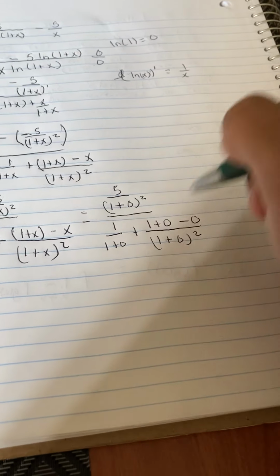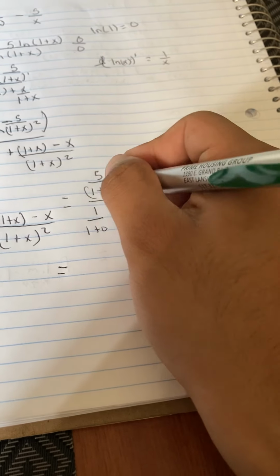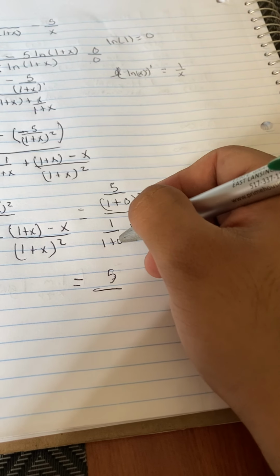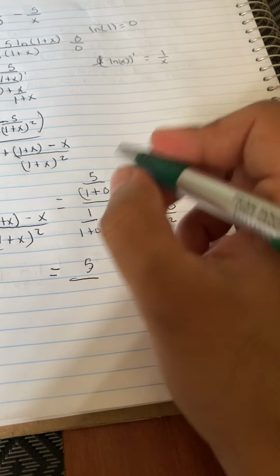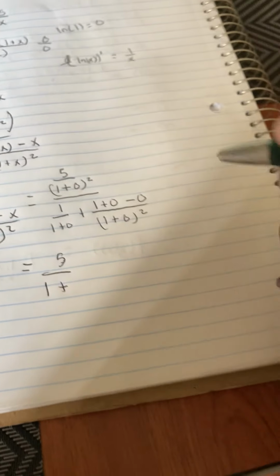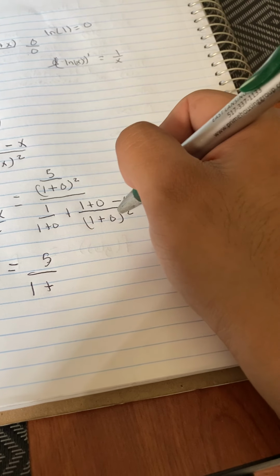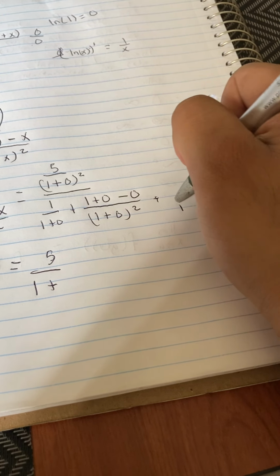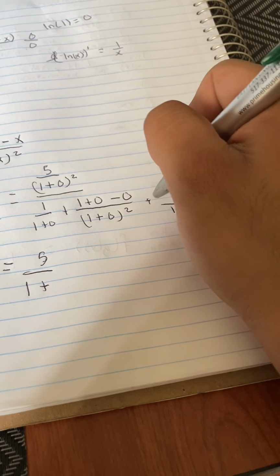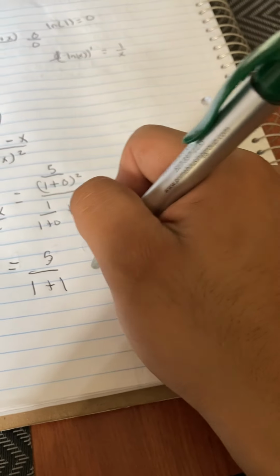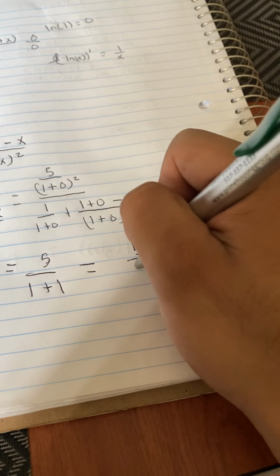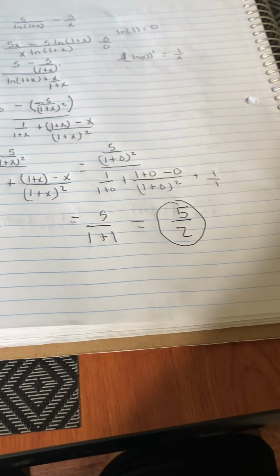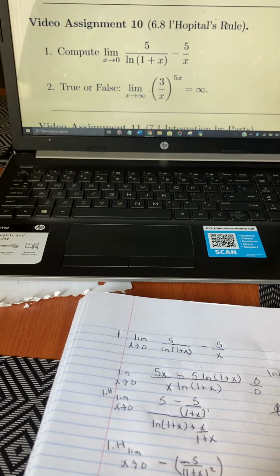And then when you simplify that down, it'd equal 5 over 1 plus 1 over 1, which is just 1, plus 1 squared, which is just 1, so that would be plus 1. So at the end, it'd be 5 over 1 plus 1 is 2, and then that's your answer. And now on to problem number 2.